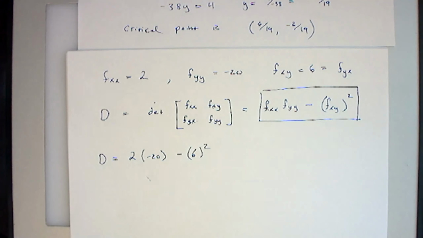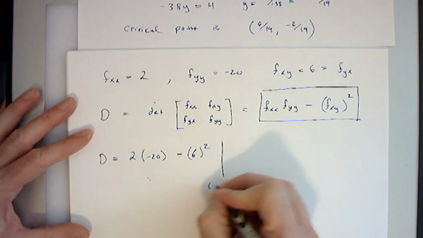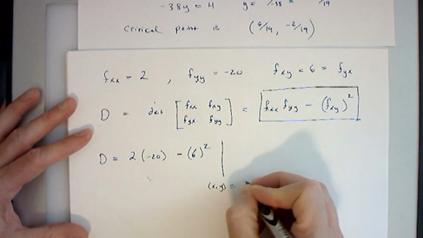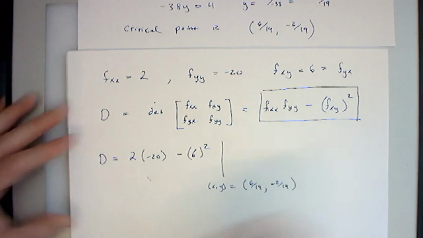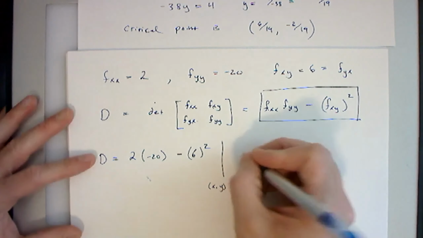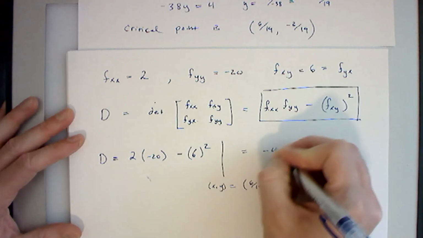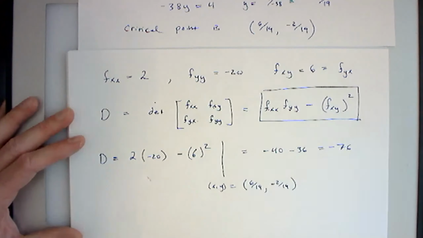So here's the thing. Usually you would be evaluating this quantity at the critical point. So we would evaluate this at x, y equal to 6/19, negative 2/19. The thing about this one is there's nowhere to actually plug that in, so we just get this value. So we end up getting, let's see, negative 40 minus 36, which is negative 76.